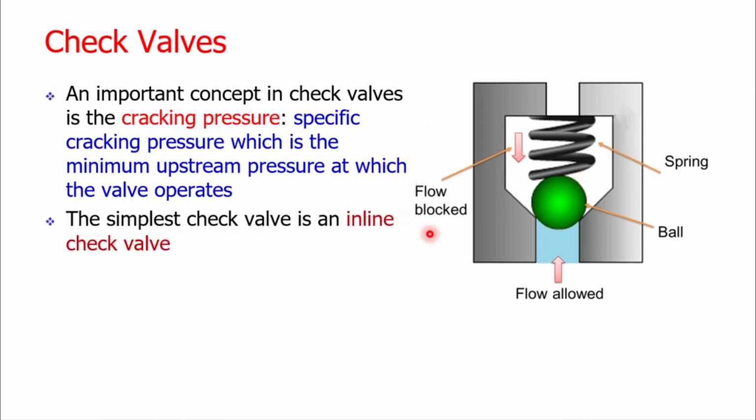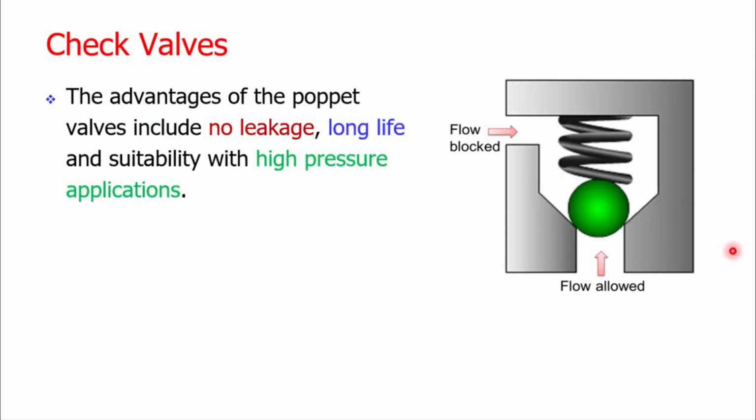The valve shown on your screen is a very basic arrangement and it is called the inline check valve. We can also have a right angle arrangement. In this arrangement, the fluid flow inlet and the fluid flow outlet directions are at right angle to each other. So this is the inlet along which the flow is allowed. This is the ball, spring, and this is the outlet. From outlet to inlet, the flow is blocked.